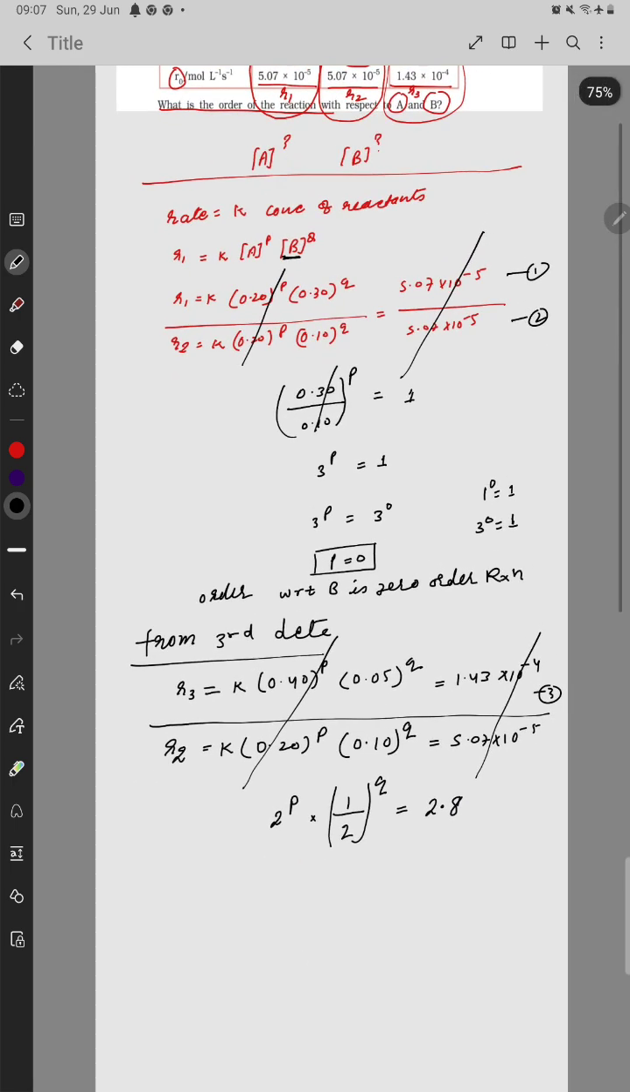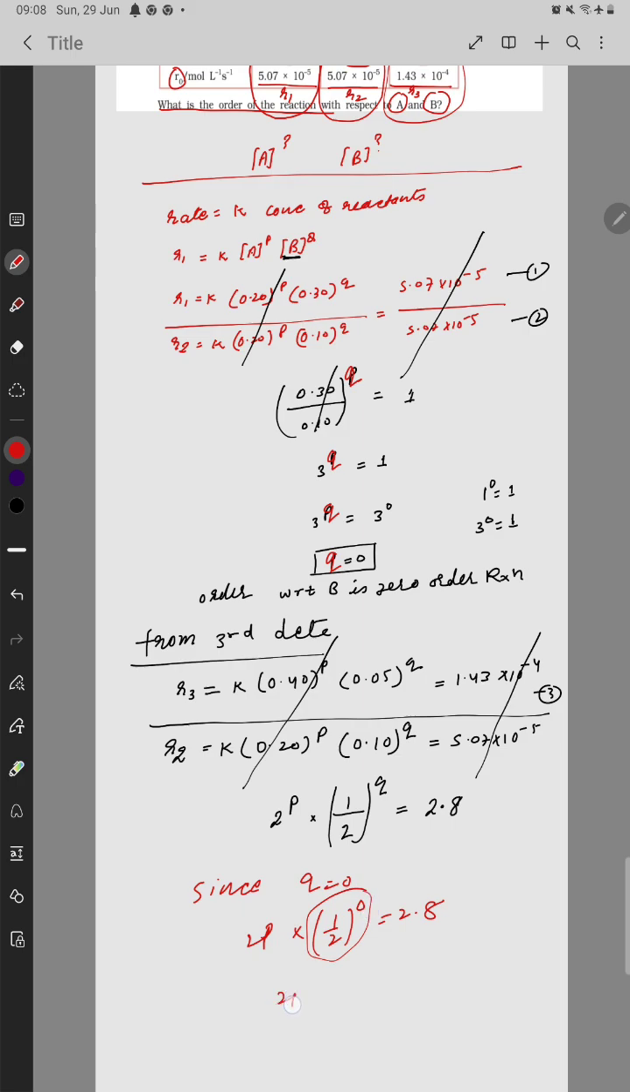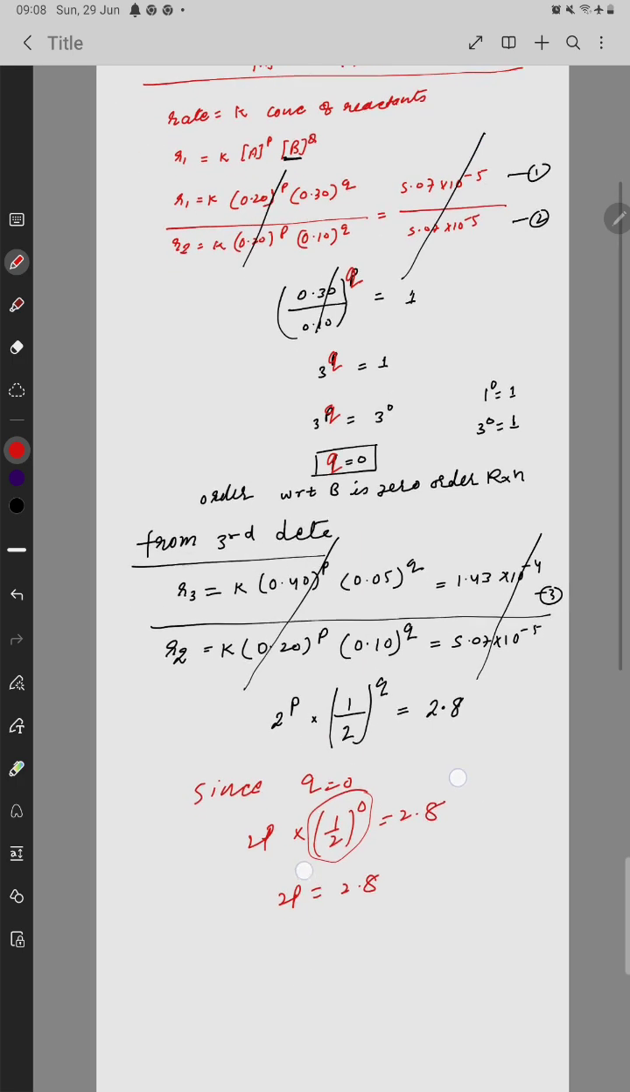Now what we can do, student, we have done a little bit wrong here. What is wrong here? Here the Q value is Q equal to 0. Since Q equal to 0, 2 power P multiplied by 2 power 0 is equal to 2.8. So this total term will be 1. So 2 power P is equal to 2.8.